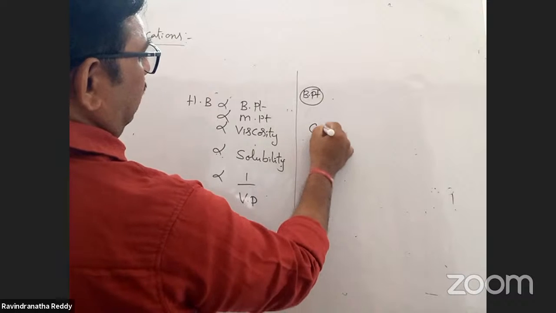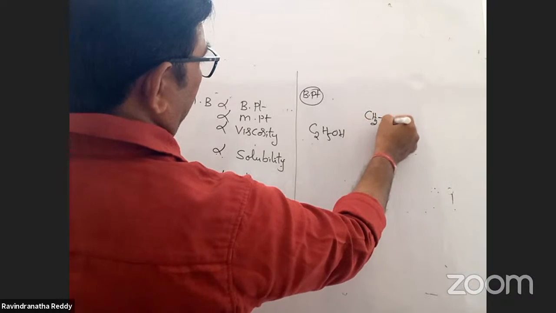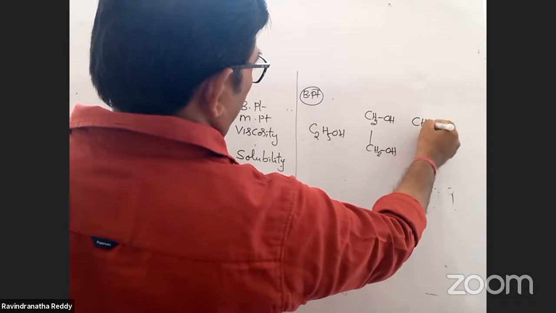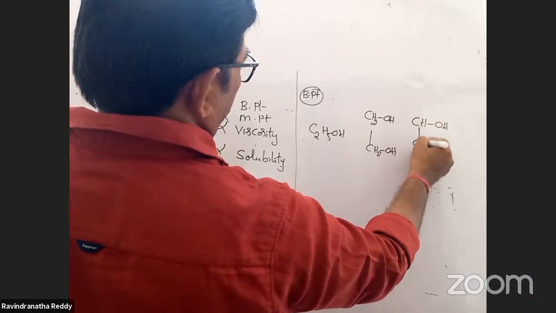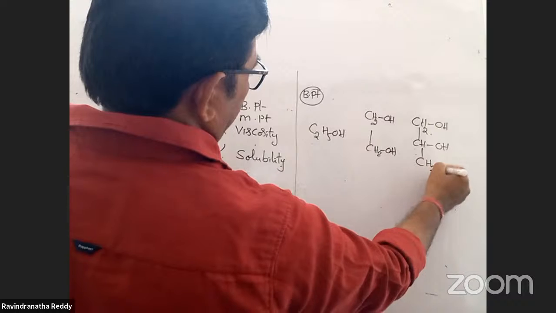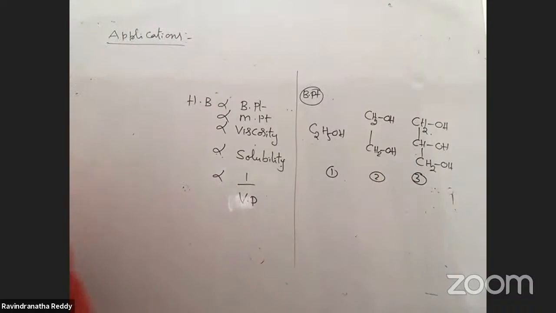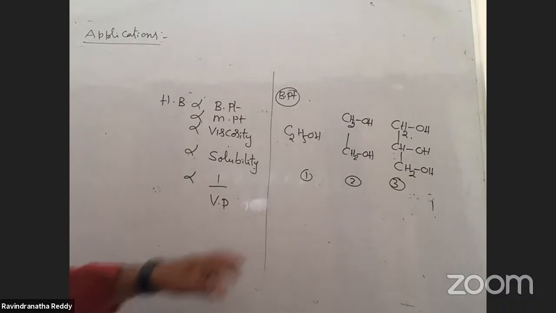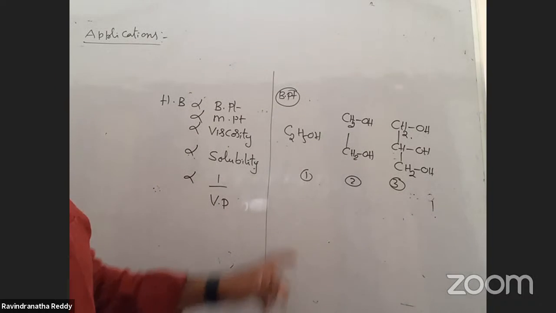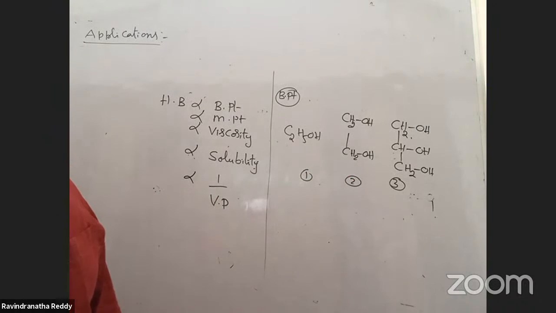Ethyl alcohol, then dihydric alcohol, CH2OH, ethylene glycol, and glycerol, glycerine, a trihydric alcohol, CH2OH, CHOH, CH2OH. So here 1, 2, 3. What is the boiling point order of compounds 1, 2, 3? This is ethyl alcohol, second one glycol, third one is glycerol or glycerine.